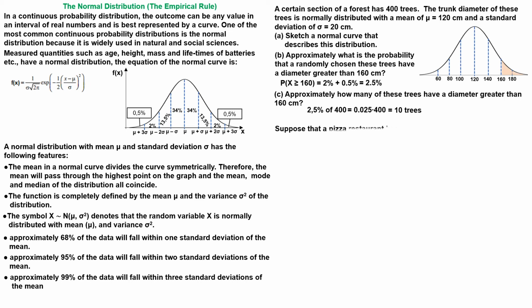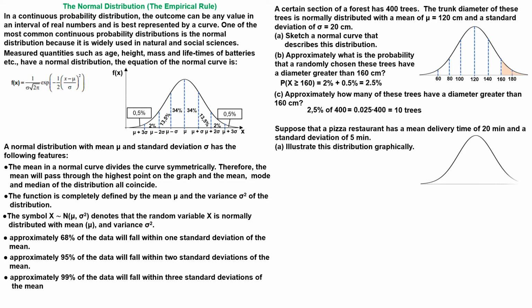Suppose that a pizza restaurant has a mean delivery time of 20 minutes and a standard deviation of 5 minutes. Illustrate this distribution graphically. We sketch a normal curve. The mean of 20 minutes goes in the middle. Each standard deviation is a time of 5 minutes.